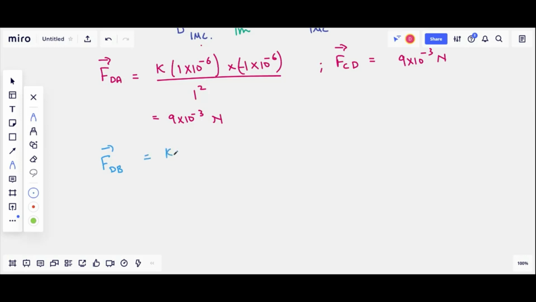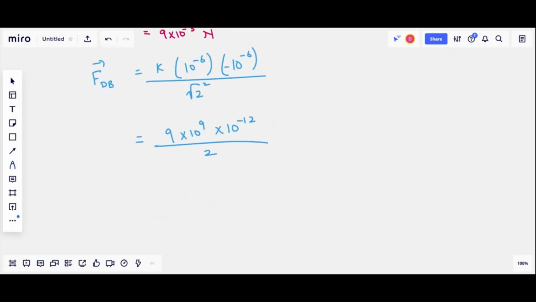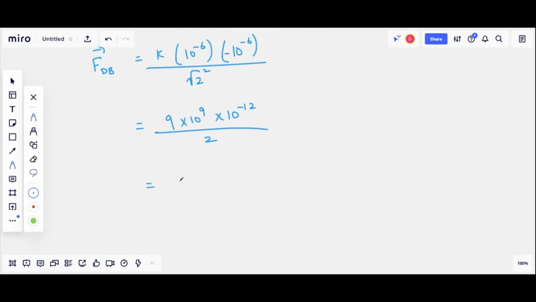That will be K times, the charges remain the same, so it's 10 raised to the power negative 6, negative 1, 10 raised to the power negative 6 over, the only difference is this is going to be root 2 squared. So K is 9 times 10 raised to the power 9, this is 10 raised to the power negative 12 over 2. So the only difference is this force is going to come exactly half. So it is 9 over 2 times 10 raised to the power negative 3 newtons. This is the force on D due to B.